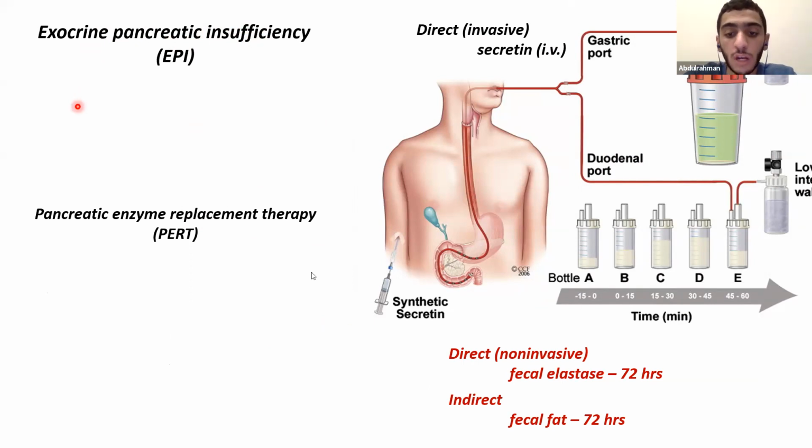So the patient is going to have some diarrhea or malabsorption of food because he's not able to release the enzymes to break down the food. Instead, what you give him is enzyme replacement therapy. He can't make the enzymes, so you just give him enzymes.